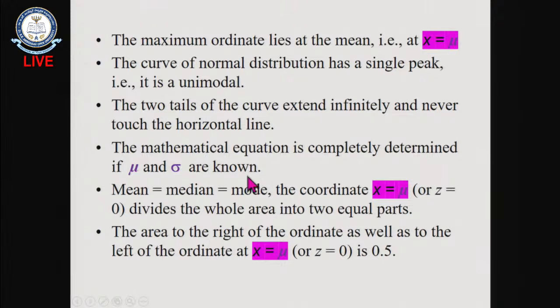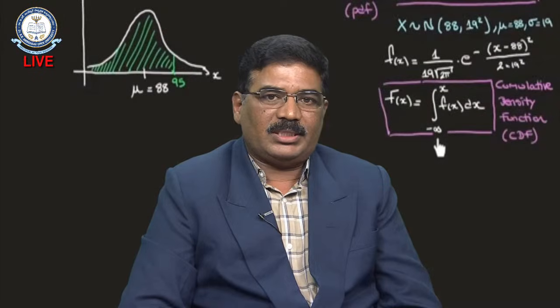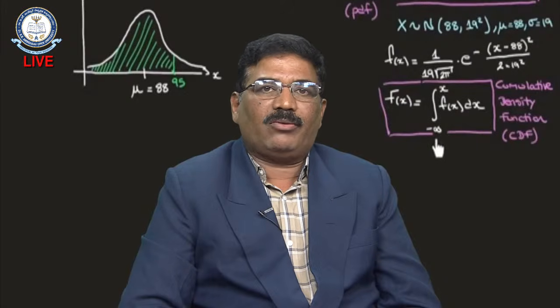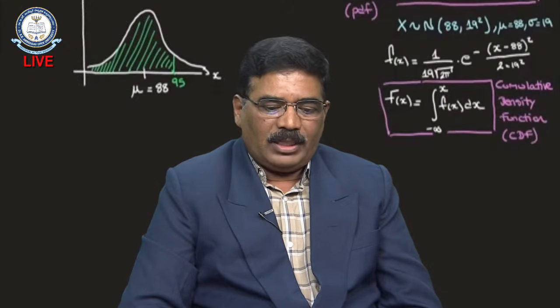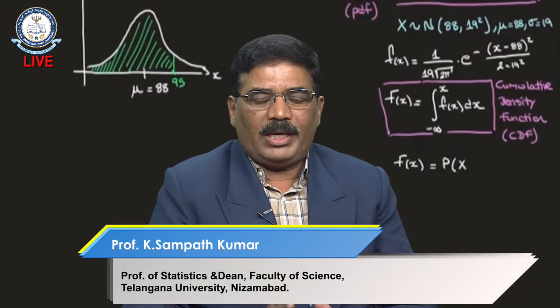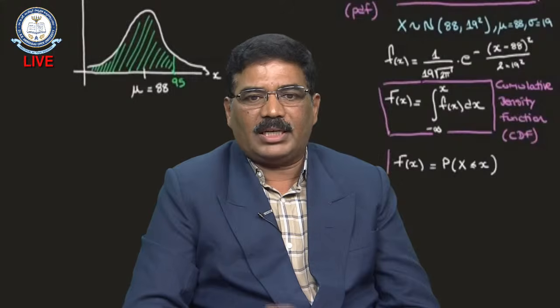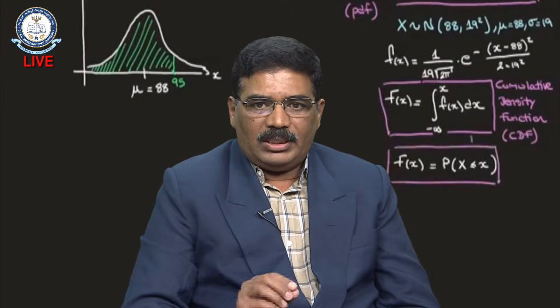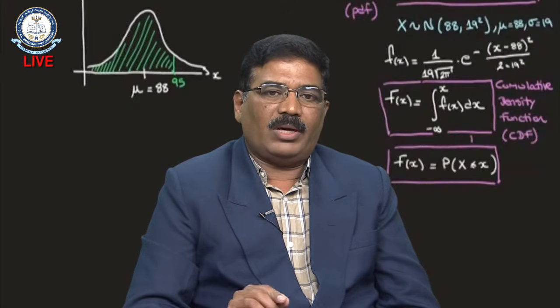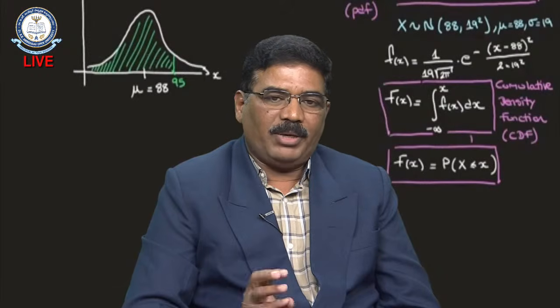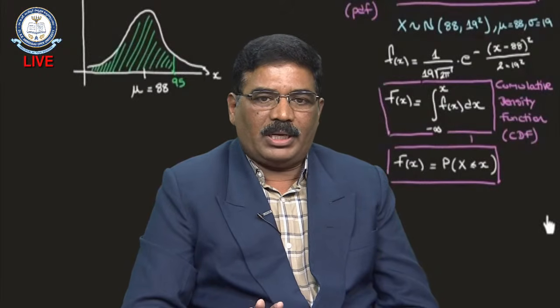A very important property of the normal distribution is that mean equals median equals mode. The mode is where f(x) has its maximum value, and the median is the x value that divides the curve into two equal parts. When we look at the normal curve, these three are equal at x equal to mu only.